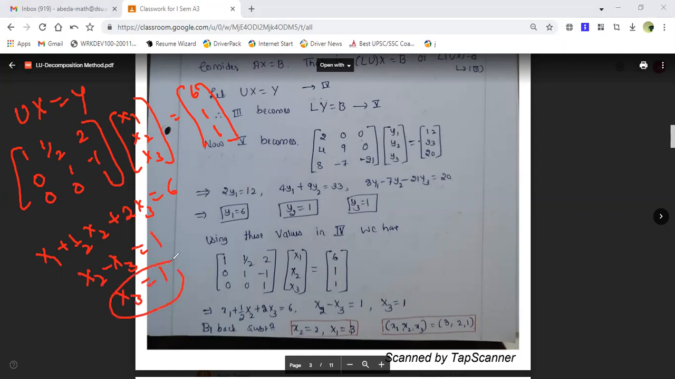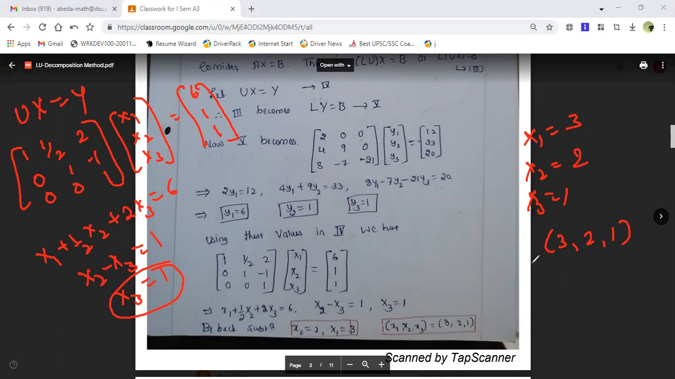So from x3 equal to 1, if I substitute x3 equal to 1 here, you'll get the x2 value. If I substitute x3 equal to 1, x2 will be equal to 2. Similarly, by the back substitution method, if I substitute the x3 and x2 values in this, I'll get x1 as 3. So therefore the values of x1, x2, x3 are 3, 2, 1.